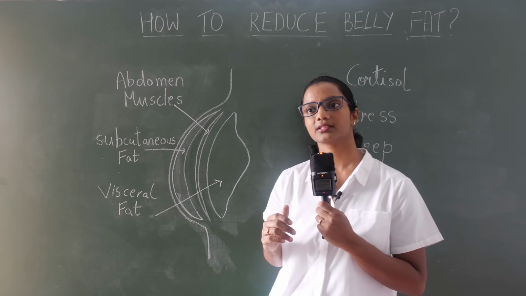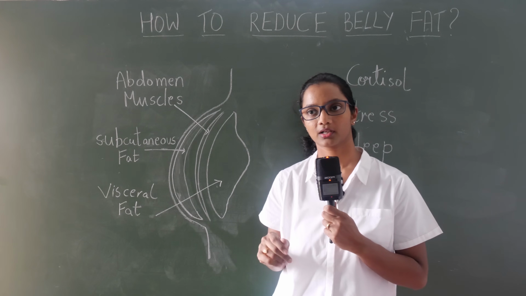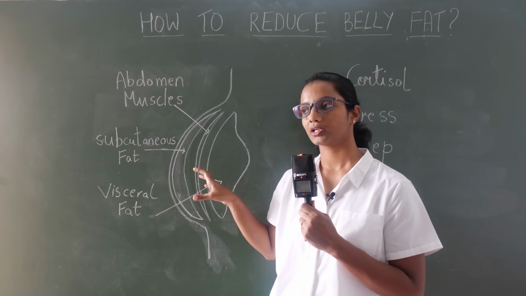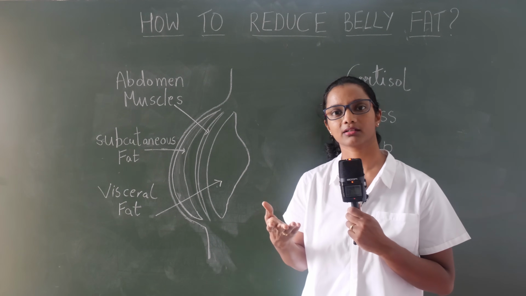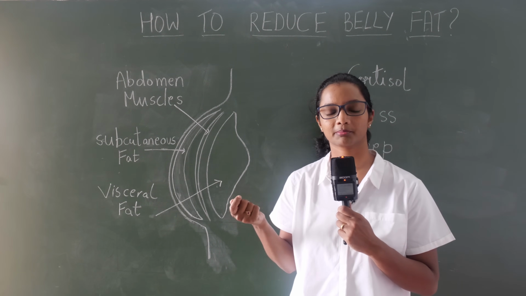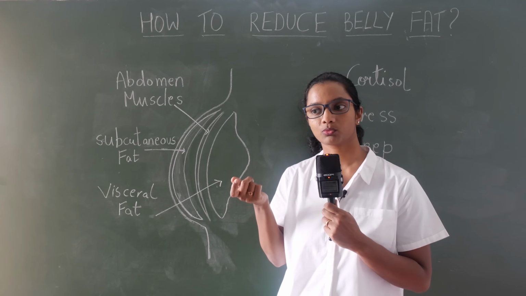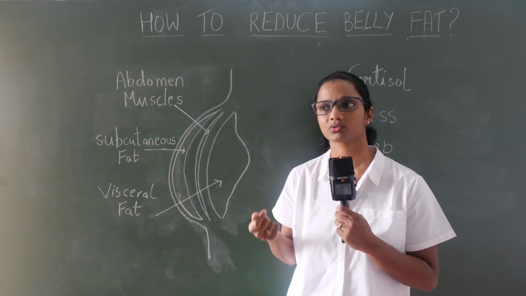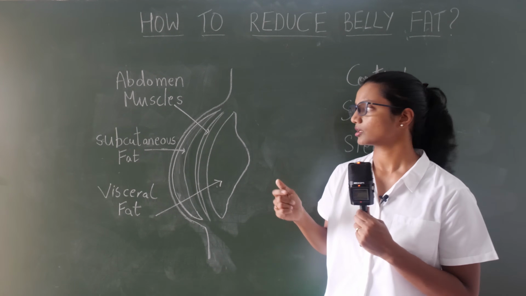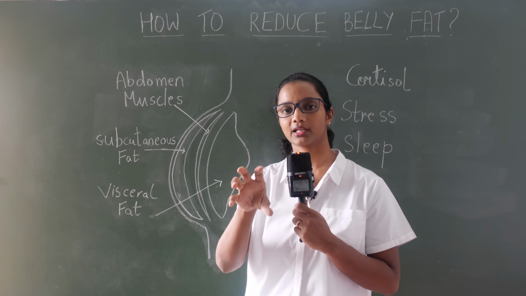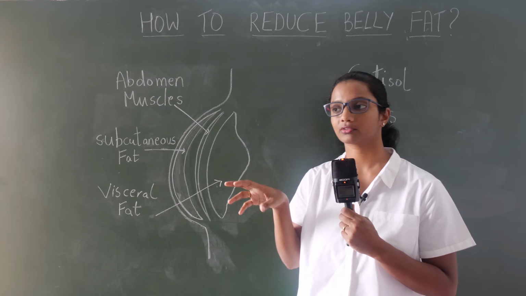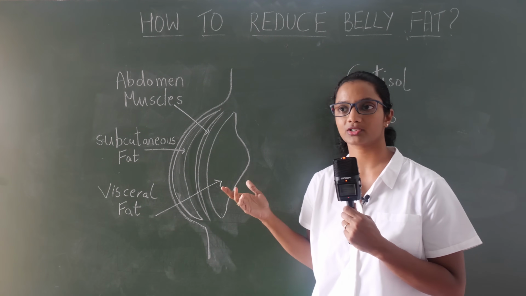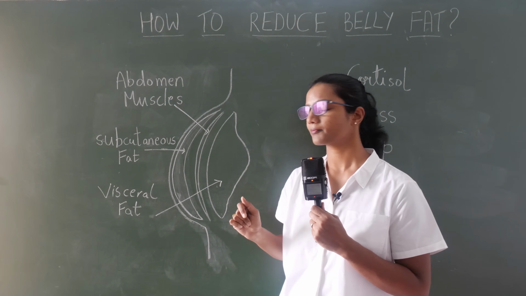So remember that there is nothing as a spot reduction. You cannot spot at a particular area and reduce the fat only at that particular region. It's nothing like a laser beam, where you point it at a particular direction, a particular point, and that would burn your fat at that specific region. So there are many reasons for the accumulation of fat on the abdomen region.